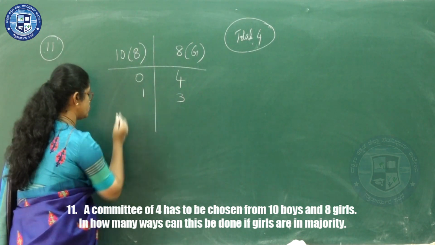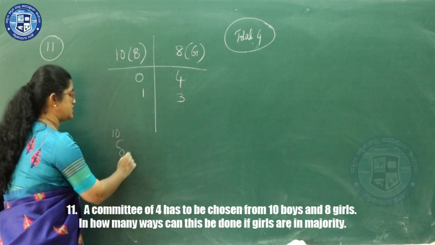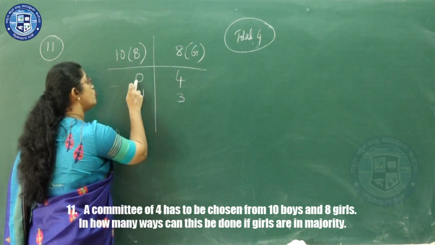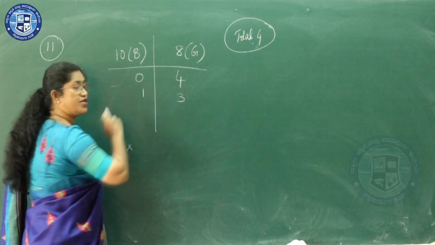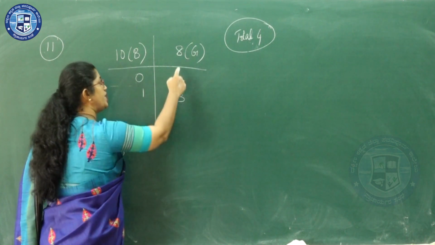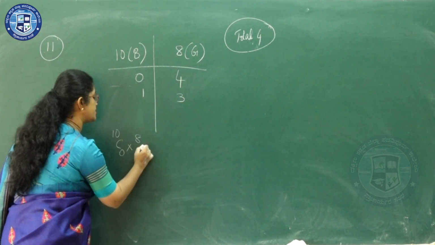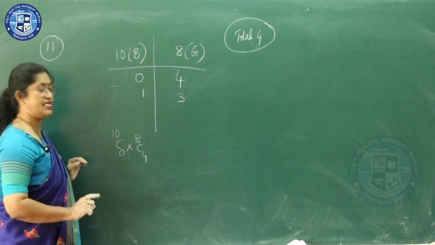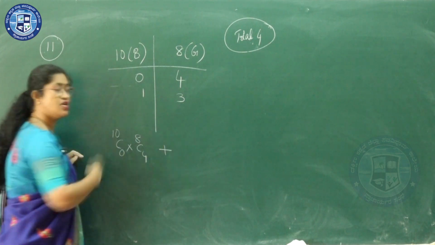From 10 I have to choose 0, 10C0, and, so this is the first case: 0 boys and 4 girls. From 8 I have to choose 4. So it is 8C4. Or second case. Or means plus.